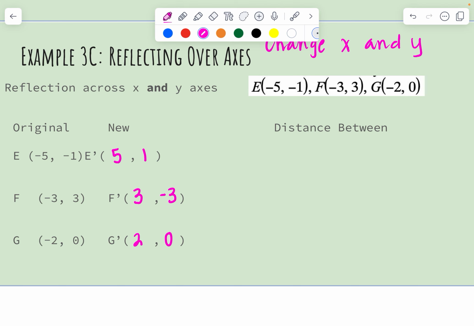Here for the distance between, since we changed both x and y, we need to find the distance between each of those. For our x's, from negative 5 to positive 5 is 10. And for our y's, from negative 1 to positive 1 is 2. For point F, from negative 3 to positive 3 is 6. Same thing with our y's, from positive 3 to negative 3 is 6. And then for G, from negative 2 to positive 2 is 4. And looking at our y values, from 0 to 0 is 0.